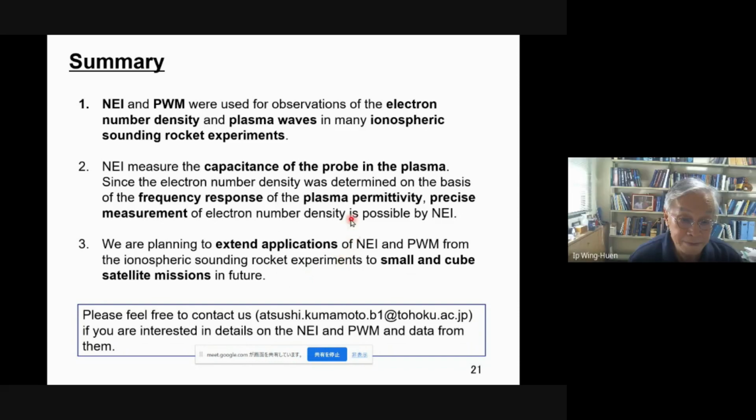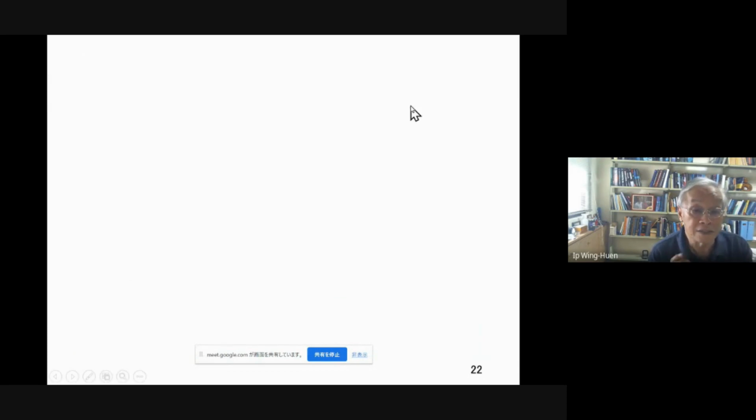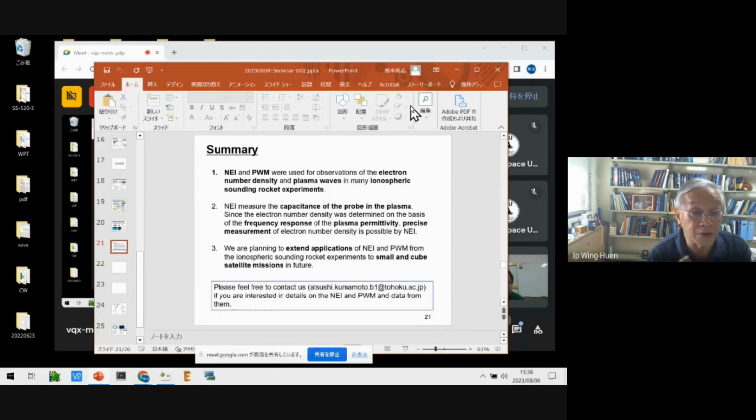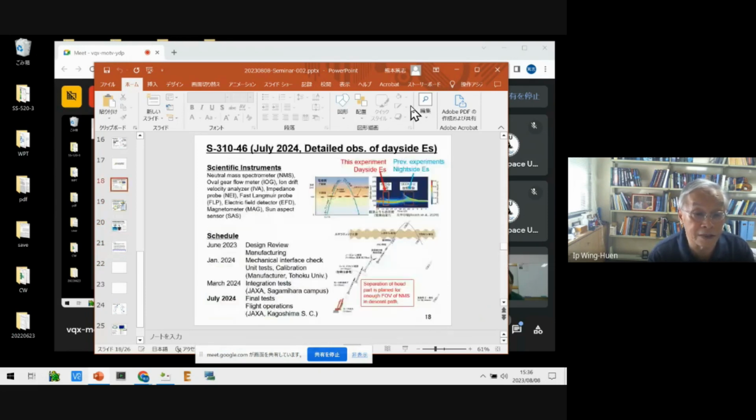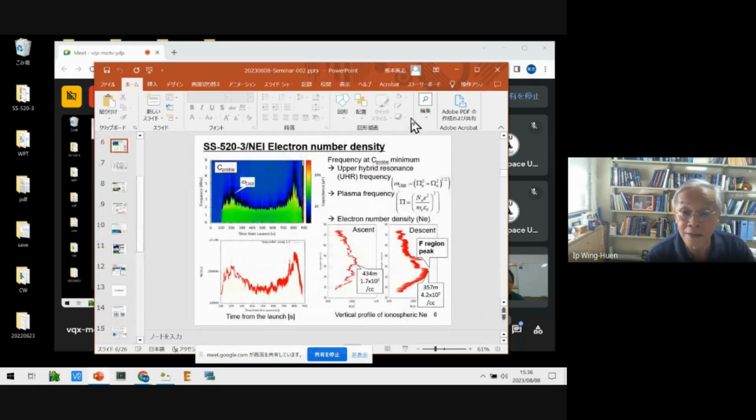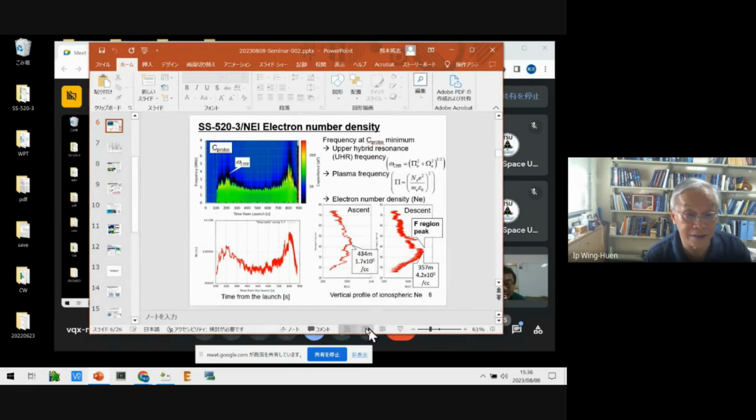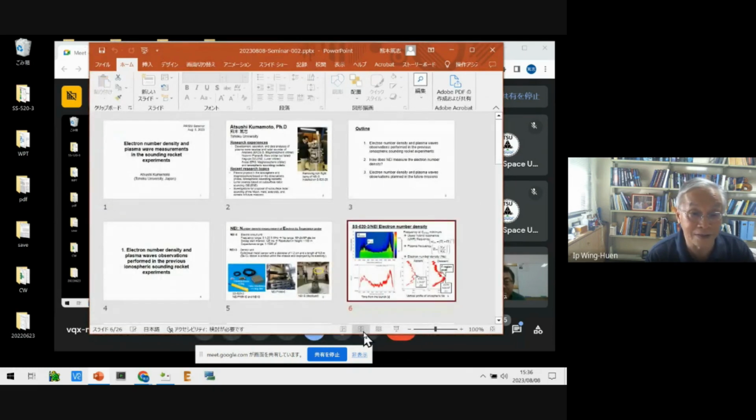Yeah, thank you so much, Professor. Thank you so much for this very interesting talk. I think you have done very well using the NEI. It seems that the impedance probe can give you a very accurate electron number density without the problem of a Langmuir probe. I mean, Professor Oyama kept on warning us that the Langmuir probe is not easy to do.